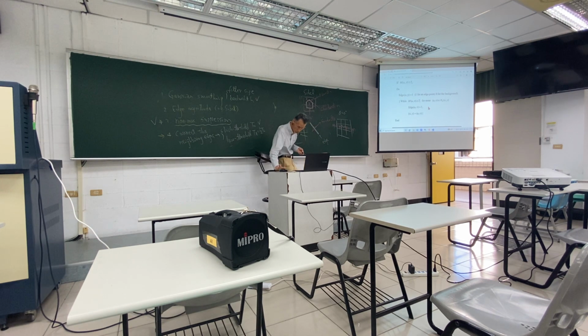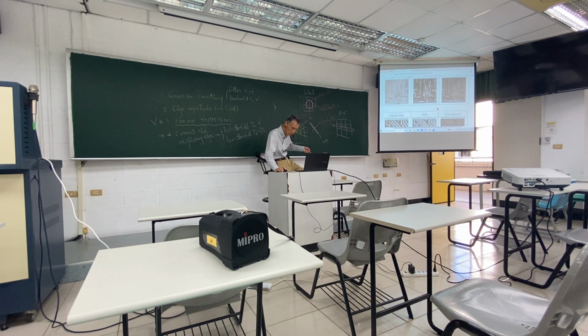So let's take a look at one of the examples. We already talked about this. You can see very fine edges, but some of the edges or segments are not connected, especially in the corner. You can see something like this.